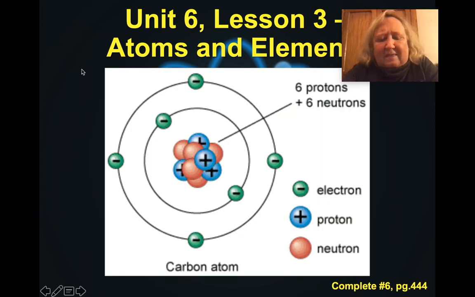All right. This is a carbon atom, and I know that because it says carbon atom, but I also would know it because it has 6 neutrons and 6 protons. I don't especially like this diagram because they don't show you all the protons, but you have to assume there's 6 in there and 6 neutrons, and then you have the 6 electrons along the outside.